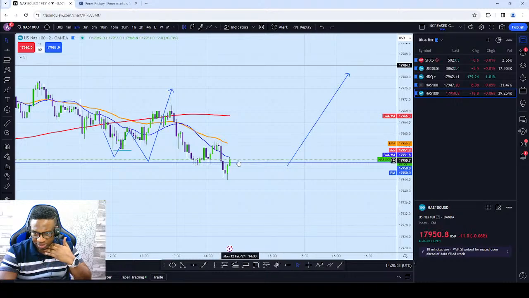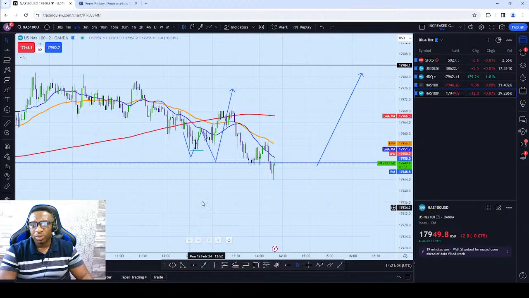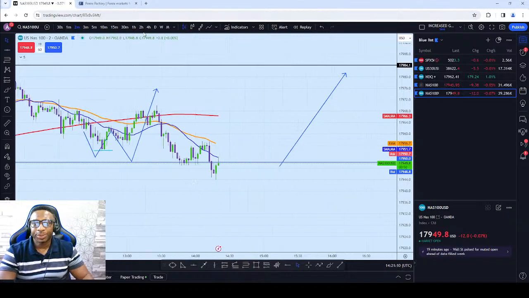It's not just a line, it's a zone. So we'll wait and see what happens from here, because it's still below the 20 moving average. It's still below the 20 moving average.